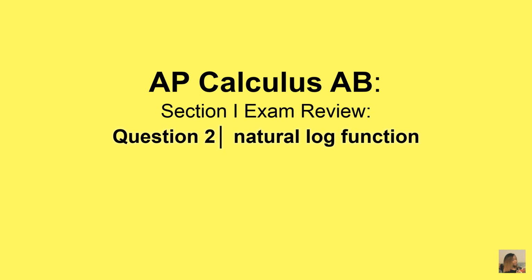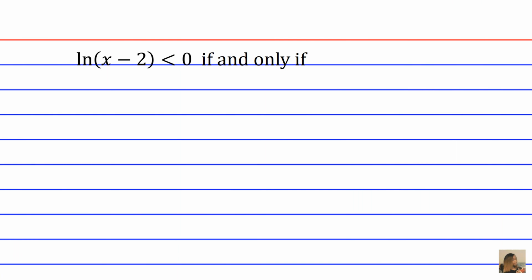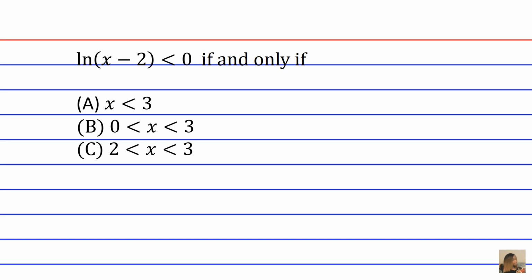AP Calculus AB, Section 1, Exam Review, Question 2, Natural Log Function. The natural log of x minus 2 is less than 0 if and only if: a. x is less than 3, b. x is between 0 and 3, c. x is between 2 and 3, d. x is greater than 2, or e. x is greater than 3.